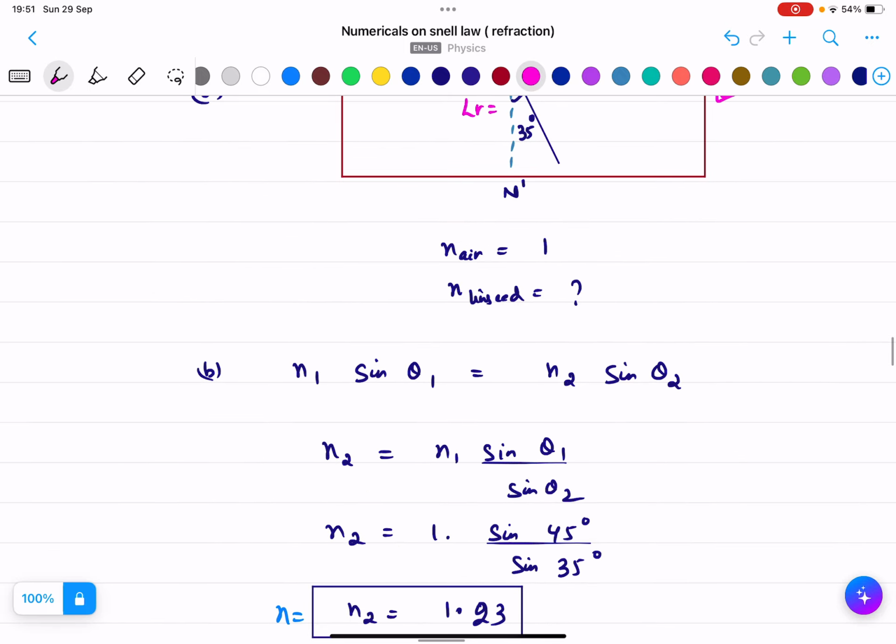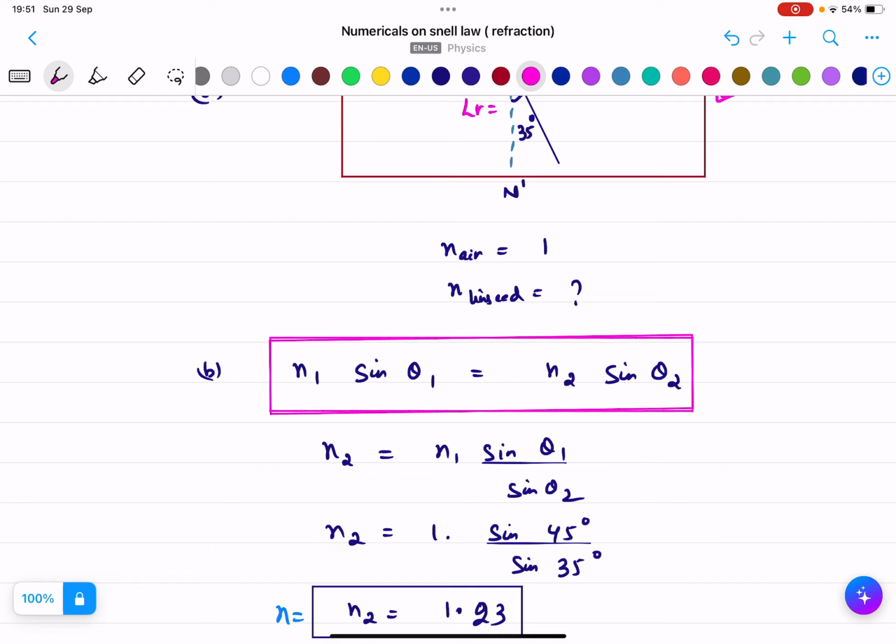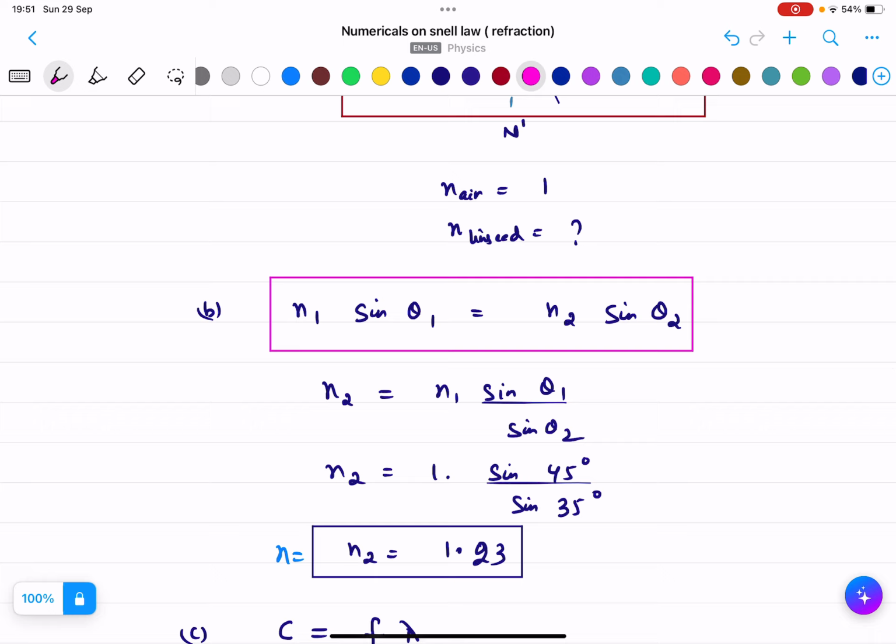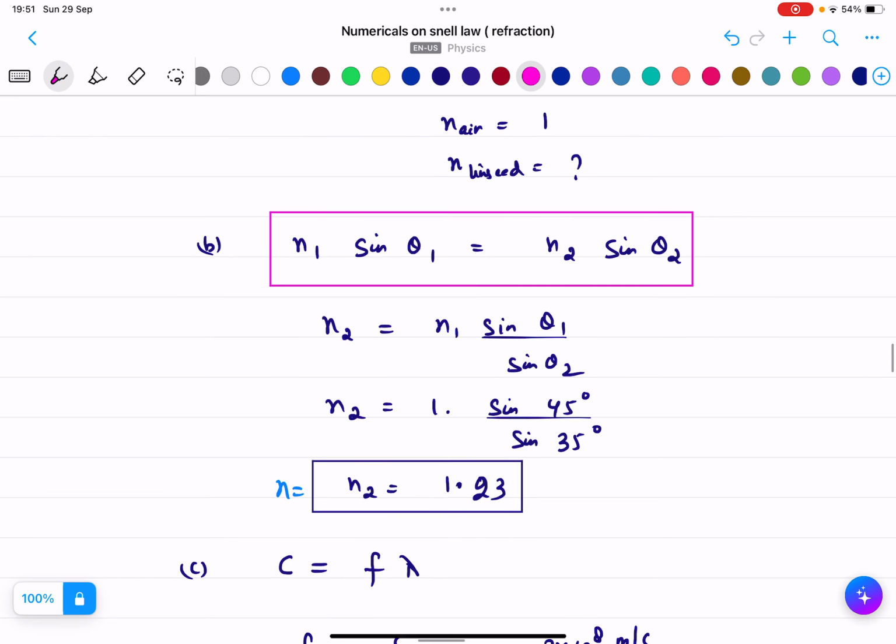Okay, so we know this formula. n1 sine theta 1 equals n2 sine theta 2. So n2 equals n1 sine theta 1 over sine theta 2. And we will put all the values and we will find n2 equals 1.23. So this is the answer.